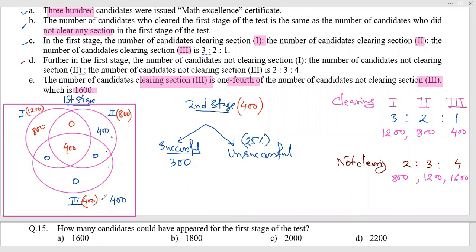So first stage of the test, this is the total number. If I want to add it up, it is 1200. I have taken 1200, and outside it is 400, 400. So 800. That means it should be 2000 is the total number. So candidates appeared for the first stage of the test: it is 2000. Option C is our answer for this case. Now second question, what is the number of candidates who cleared only section 3? Who cleared only section 3 is 0. That means none of these would be my answer, as this one is the only section 3 clearing people.